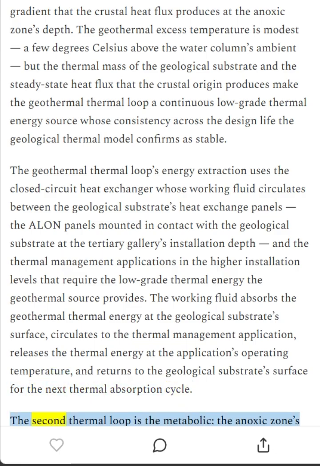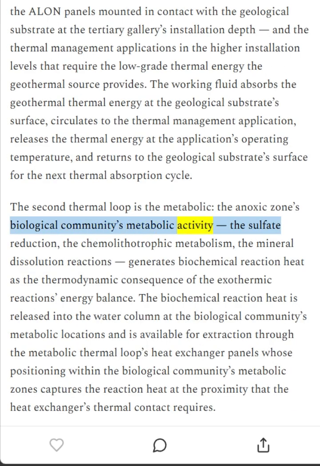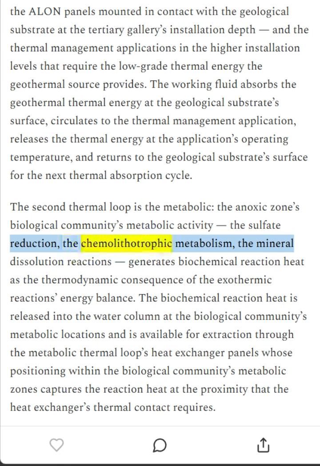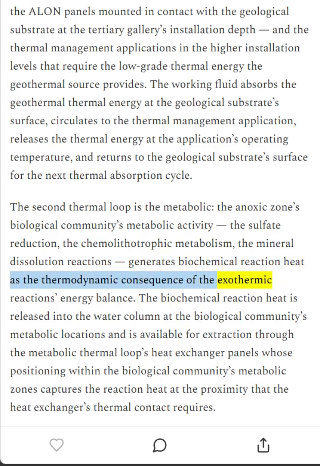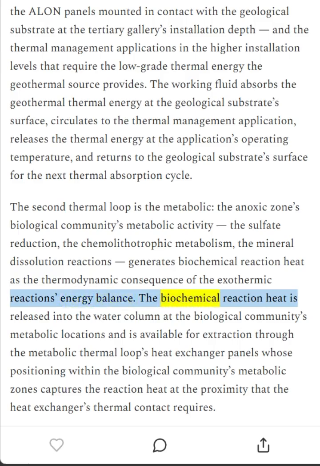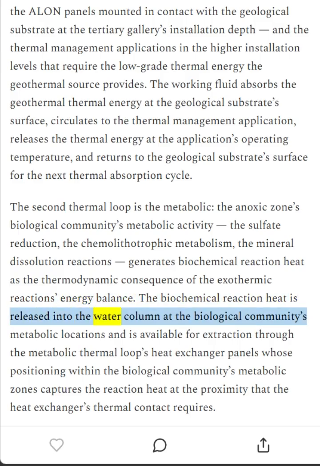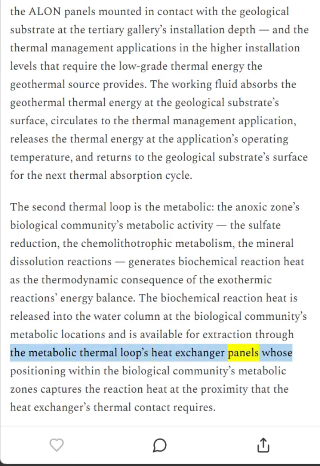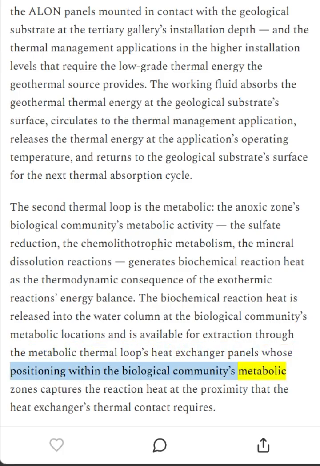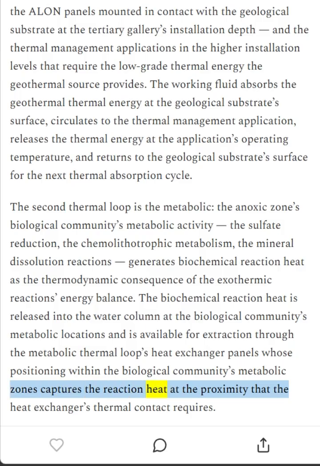cycle. The second thermal loop is the metabolic. The anoxic zone's biological communities' metabolic activity, the sulfate reduction, the chemolithotrophic metabolism, the mineral dissolution reactions, generates biochemical reaction heat as the thermodynamic consequence of the exothermic reaction's energy balance. The biochemical reaction heat is released into the water column at the biological community's metabolic locations and is available for extraction through the metabolic thermal loop's heat exchanger panels, whose positioning within the biological community's metabolic zones captures the reaction heat at the proximity that the heat exchanger's thermal contact requires.